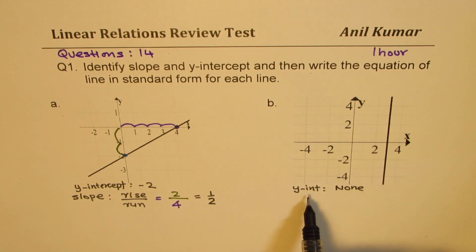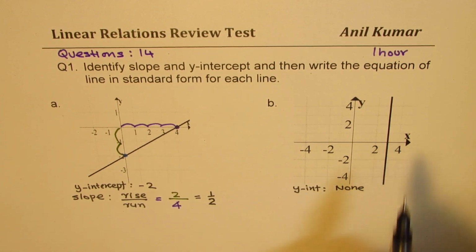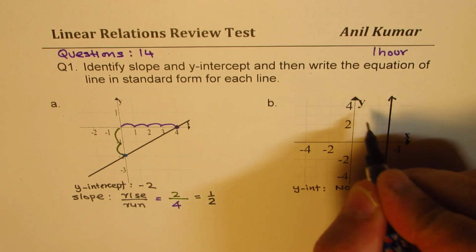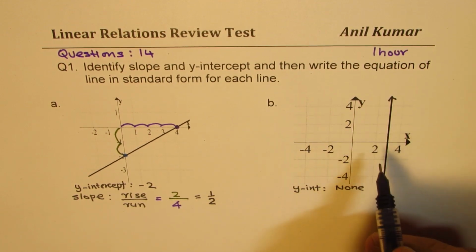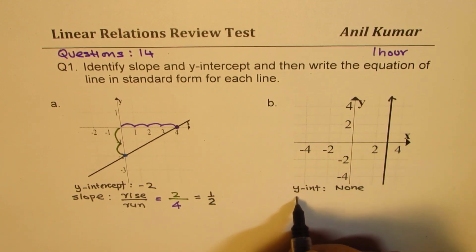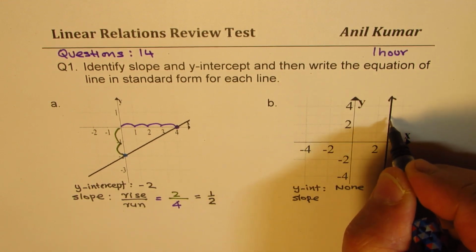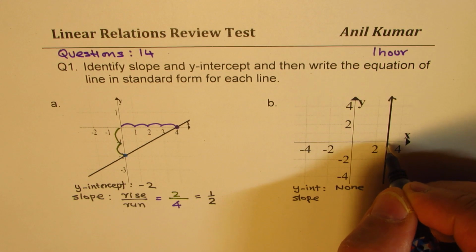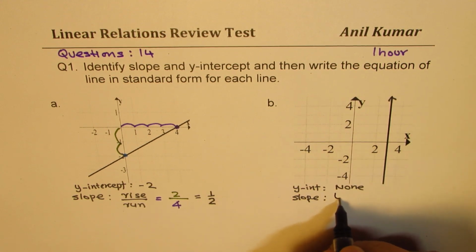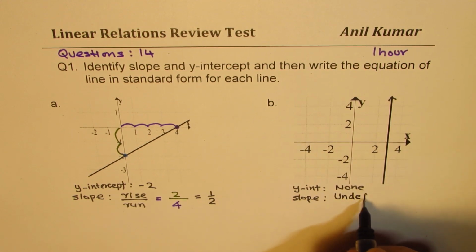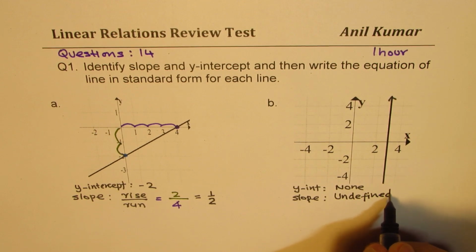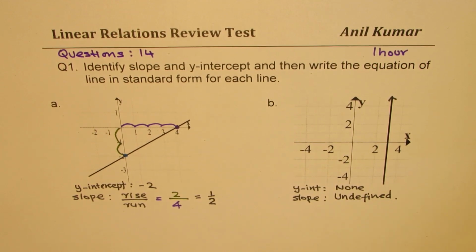Now here, there is no y-intercept. This line is going parallel to the y-axis. And what is the slope? The slope here is, you can see the rise is a lot, but there is 0 run. So you're dividing by 0, so it is undefined. Perfect. So it's very important. These two characteristics are very important for a vertical line.